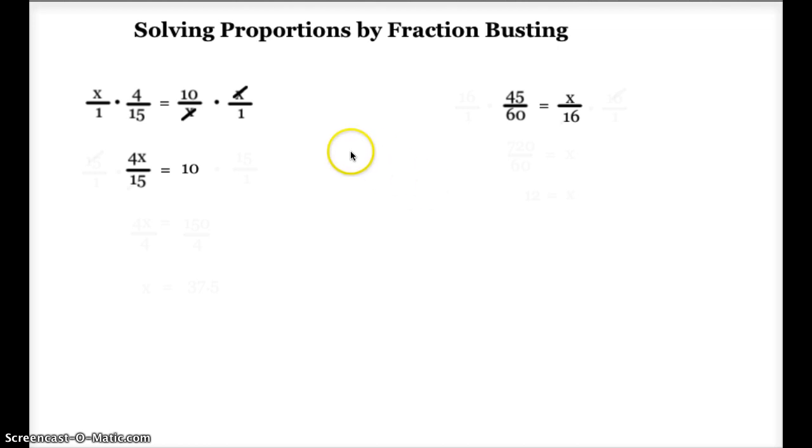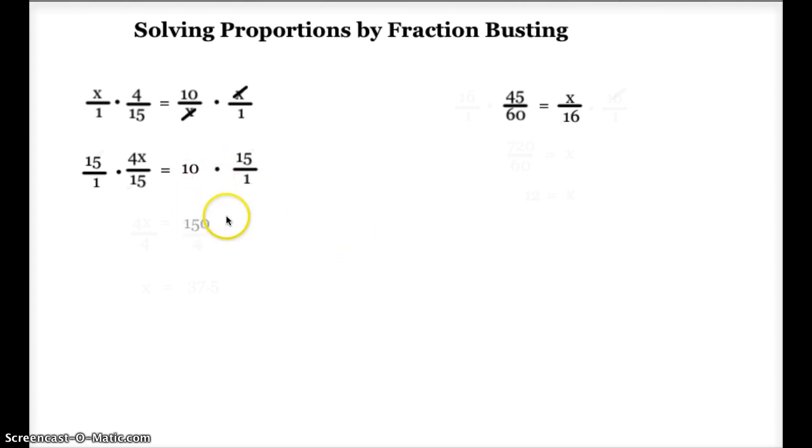So far, I've eliminated the x in the denominator of the right side of the proportion. Now I've got to eliminate the 15 in the denominator on the left side of the proportion. The way I do that is by multiplying both sides of the equation by 15, or 15 over 1. So if I multiply the left side of the equation by 15 over 1, and the right side of the equation by 15 over 1, on the right side I have 10 times 15 divided by 1, which is just going to be 150.